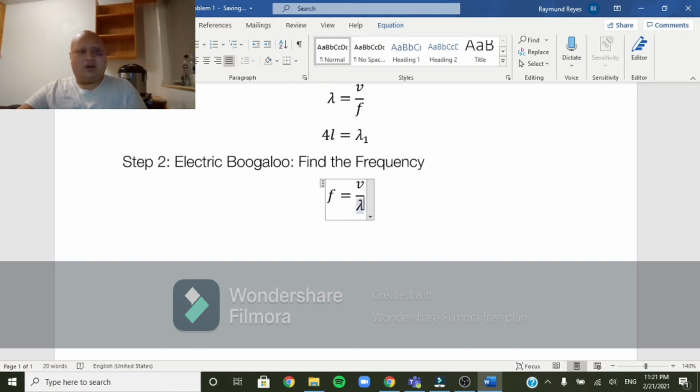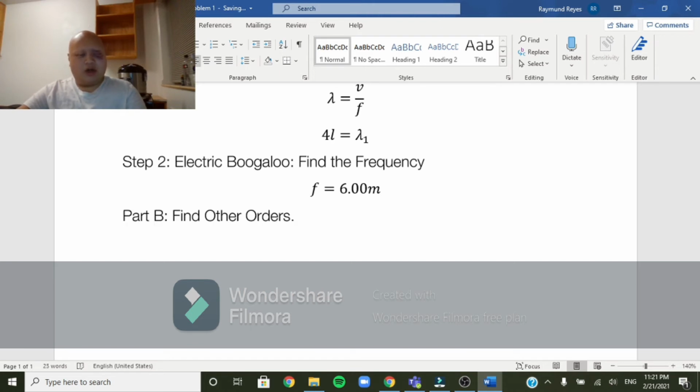That's why we did 4L. So we can plug in 4 times the length of the hallway for lambda. We are given that the speed of sound is 333 meters per second, so plug that in for V. Then we can plug in 14.3 for L. If you do the calculations correctly, your answer would be 5.997 meters, or just 6 meters if you're going for significant digits. That's my answer for part A.